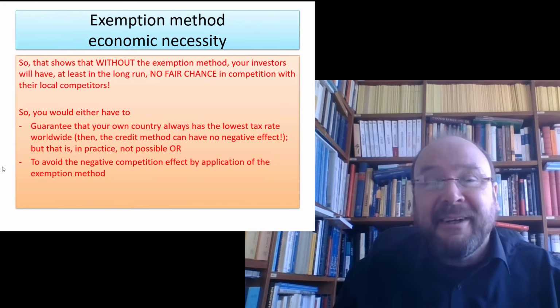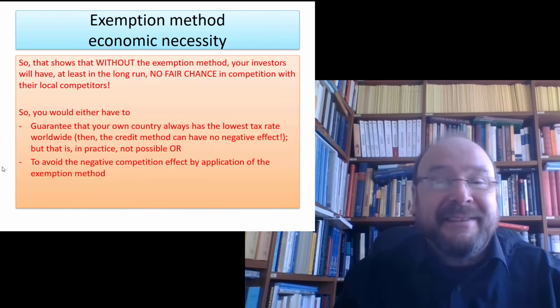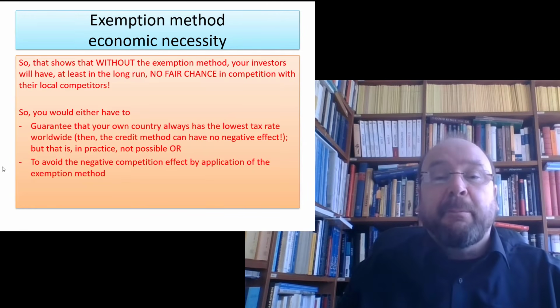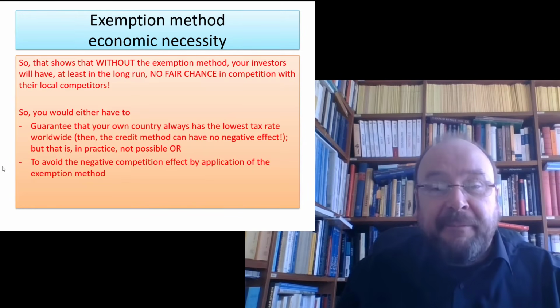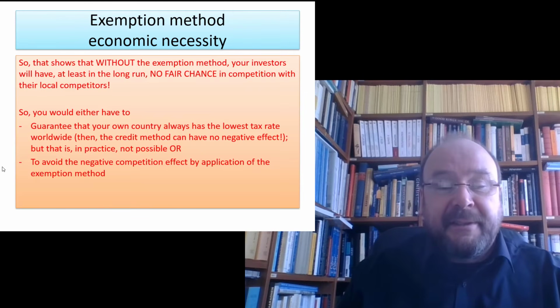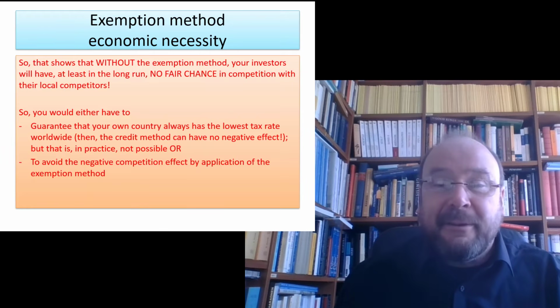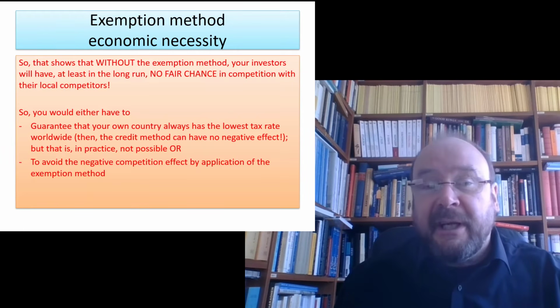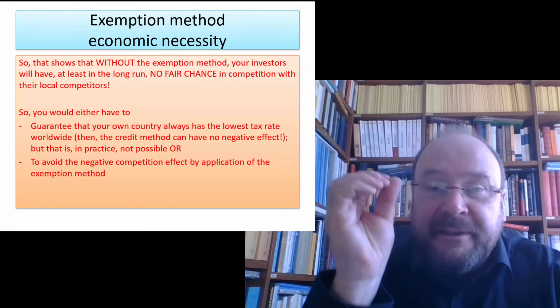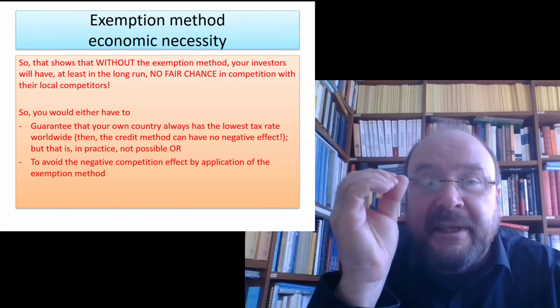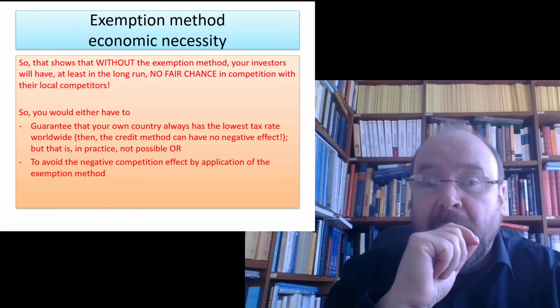You can make sure that local competitors and competitors from other countries with lower tax rates cannot exist just by forbidding them to enter the market. This is also not realistic. So to avoid the negative competition effect, the application of the exemption method is the only solution which you have. Now you might ask yourself, how did these Anglo-Saxon countries do it?